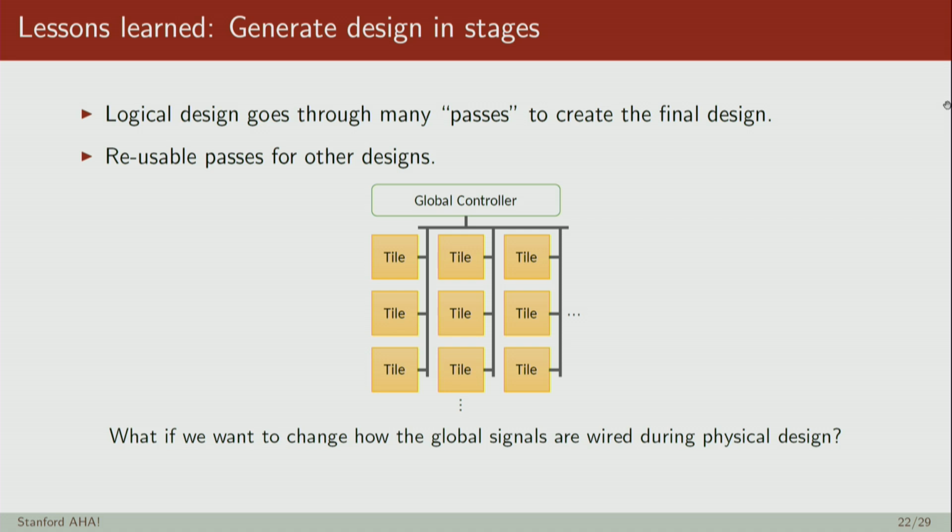Just to help you contextualize the problem, in the picture here, there's a simple CGRA design where each tile is wired together from the global controller in a fan-out fashion. During the physical design phase, you want to change how those wires are wired together due to, for example, a timing constraint. But we want a certain transformation happening in this design that keeps it separate from the initial logical design phase.